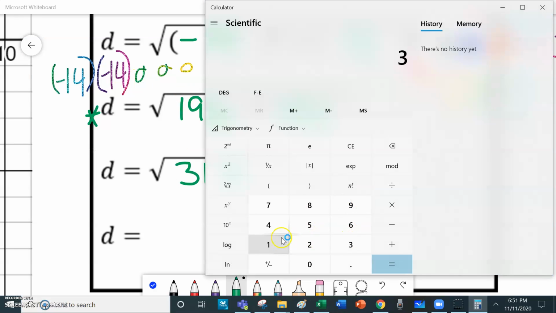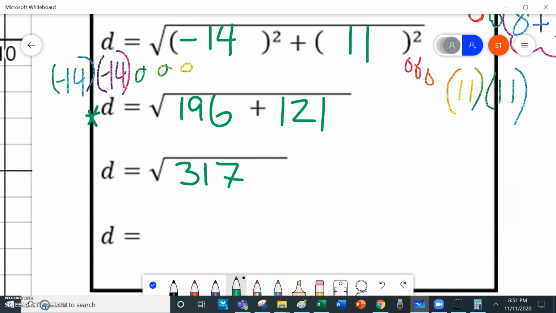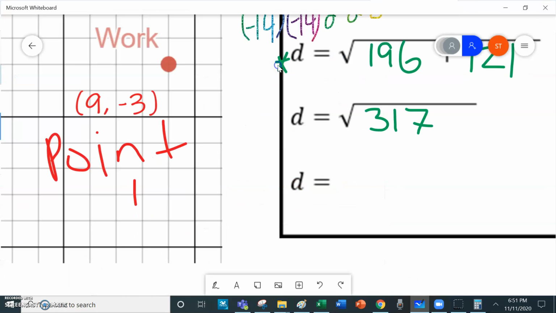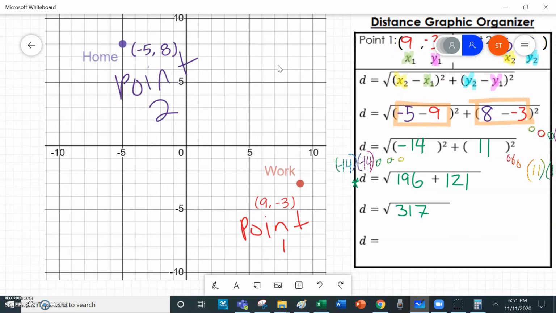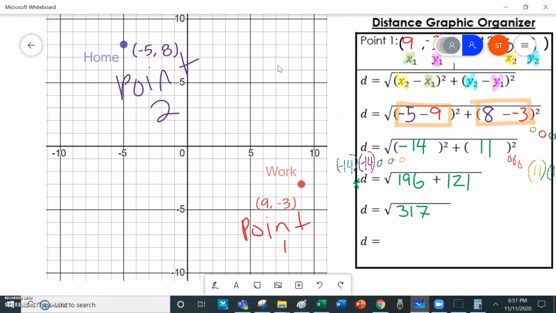And I want to take the square root. Be very careful here because square root is not dividing by 2. This is incorrect. I will get the wrong answer. 158 is not how long it is between my home and work. And simply taking a look at my actual graph should tell me that this is not 158 when I'm plotted between basic points -5, 8, and 9, -3. That is not going to be far enough.